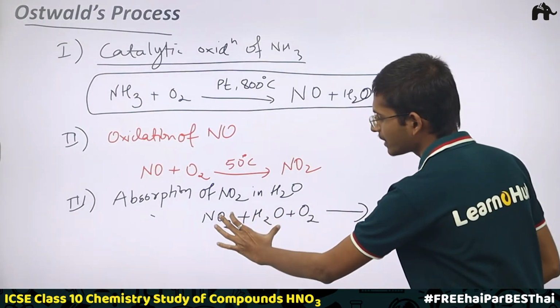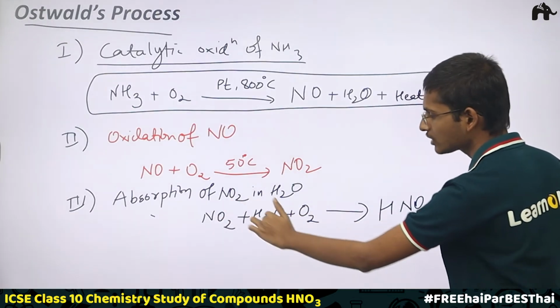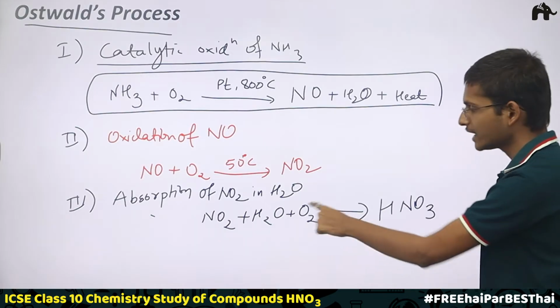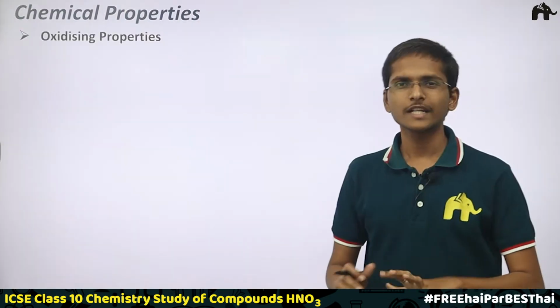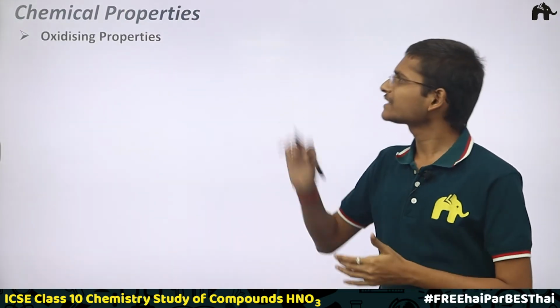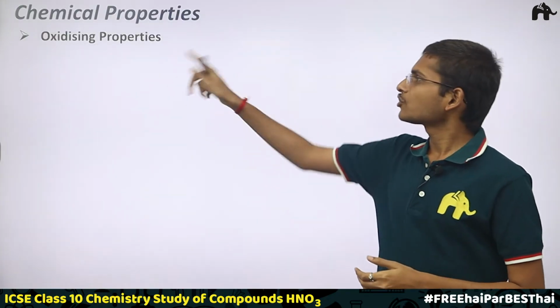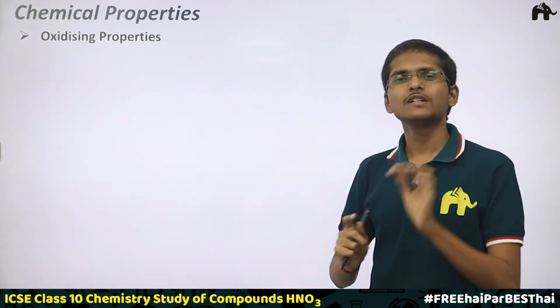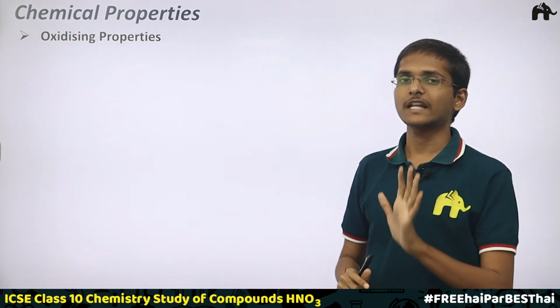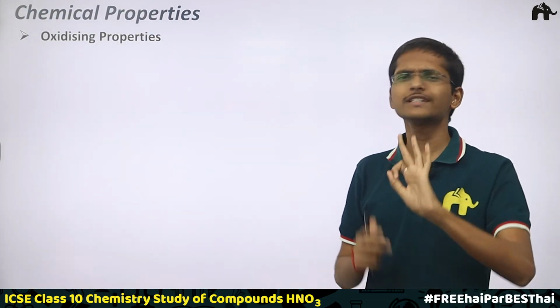So NO2 would combine with water. It would get absorbed in water along with oxygen, and we would get our nitric acid. Now we are done with the preparation. Now let's see the chemical properties. So first here we are going to deal only with the oxidizing properties of nitric acid, and in that only we are going to study 3 reactions.